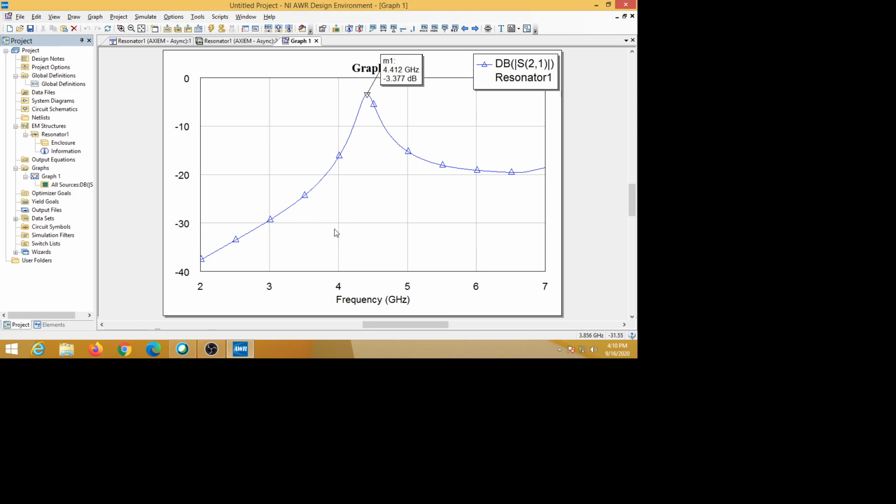This is the response. It is giving the maximum at this frequency. So like this you can do the simulations. A detailed analysis of this we will be seeing in the next video. This is the S21 graph.